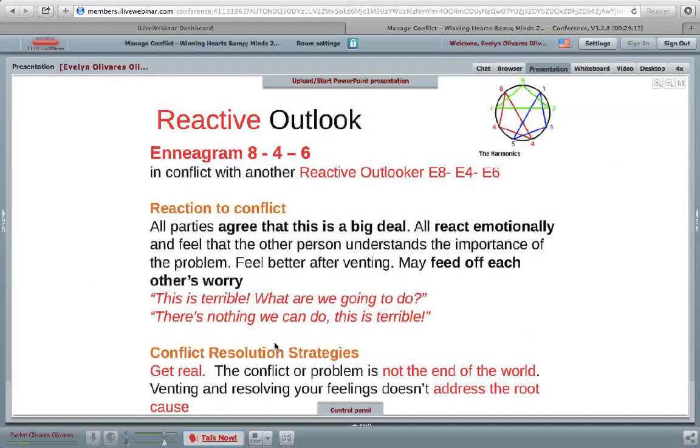Oh, this is so terrible. Oh, yeah, what are we going to do? Oh, there's nothing we can do. This is so terrible. Guys, the resolution here, the strategy, is get real. The conflict or problem is not the end of the world. Venting and resolving their feelings doesn't address the root cause.